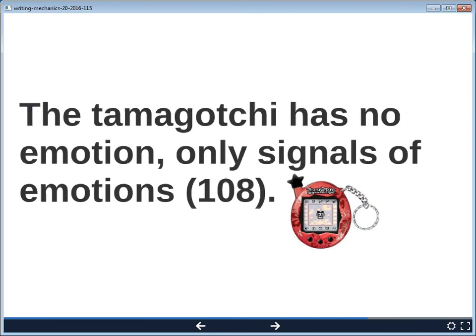Another example, paraphrasing from Zizek, the Tamagotchi has no emotion, only signals of emotion. These aren't my ideas. I'm borrowing them from Zizek in order to support my claim, to support my thesis, to support my argument, but I have to give credit to the originator of the idea. So I need to include that reference, that in-text citation. Again, here only the page number is put in because for whatever reason it was clear that we were talking about Zizek.